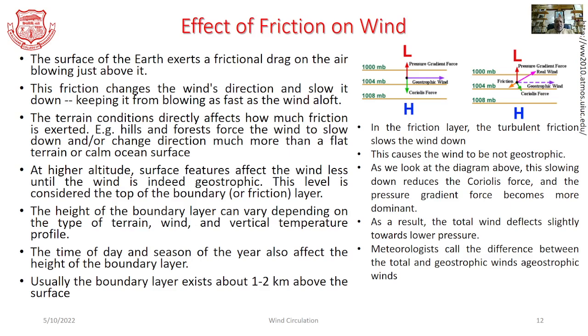So these terrain conditions directly affect how much friction is exerted. For example, if we consider ravenous conditions, broken hillocks, mountains, this will cause more slowdown or change in direction as compared to flat ground or, say, a calm ocean surface.